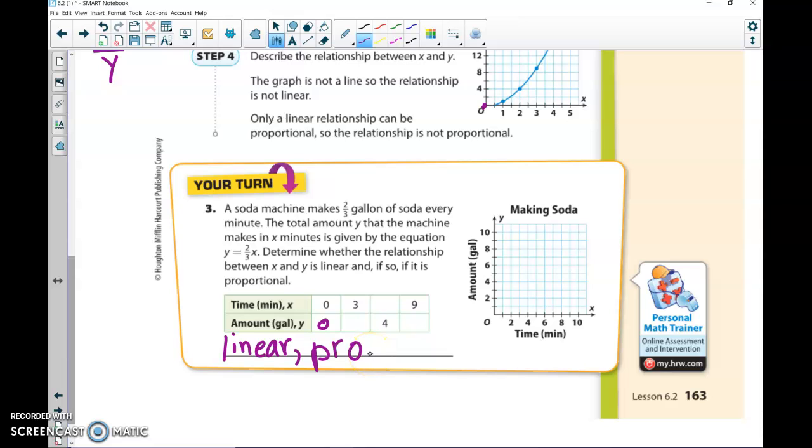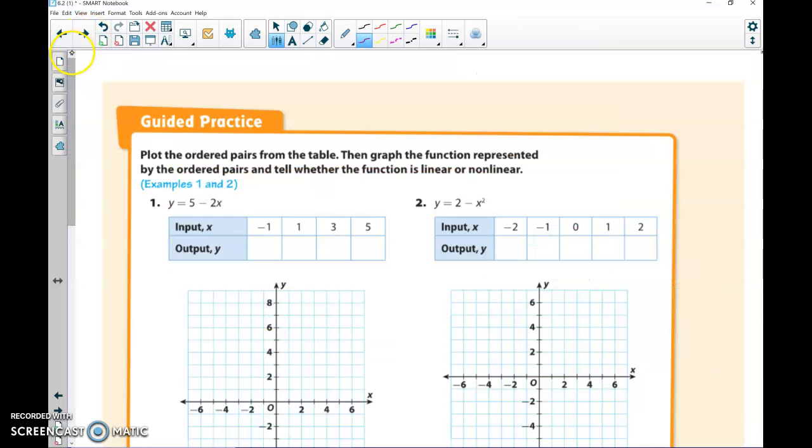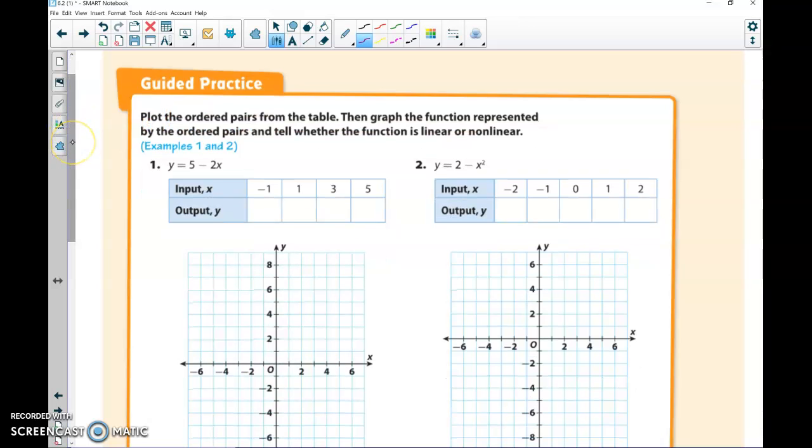We could fill out the table just to make sure. So 3 times 2 over 3 is going to be a 2. And then I'm just going to continue the pattern. 0, 2, 4, 6. And then if I graph here, so 0, 0, 3, 2, 6, 4, and 9, 6. So it does go through 0, 0. It is a straight line. So I was right. It is linear. It is proportional. So this homework's going to be a little funny.